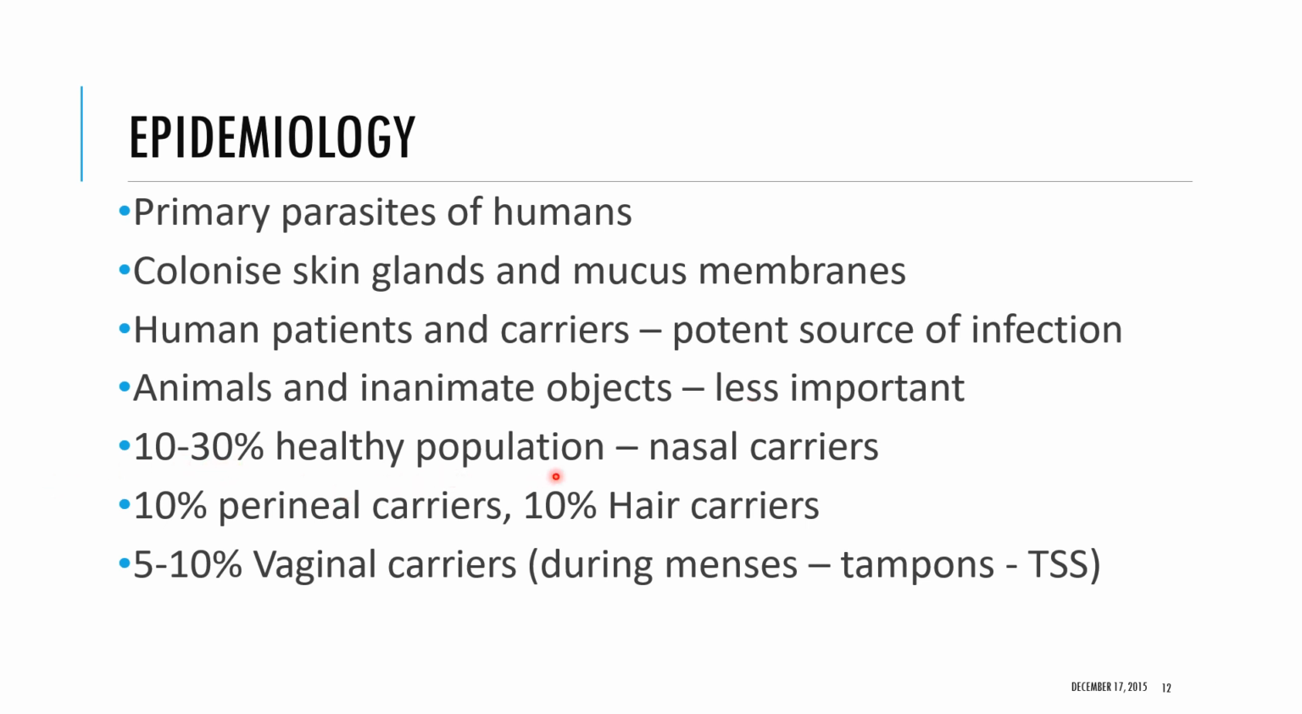10 to 30% of the healthy population has Staphylococcus as nasal carriers. So if we test a nasal swab, 10 to 30% will carry the Staphylococcus organism. 10% are perineal carriers, 10% hair carriers, 5 to 10% vaginal carriers. Women who use tampons during their menses are likely to get toxic shock syndrome.